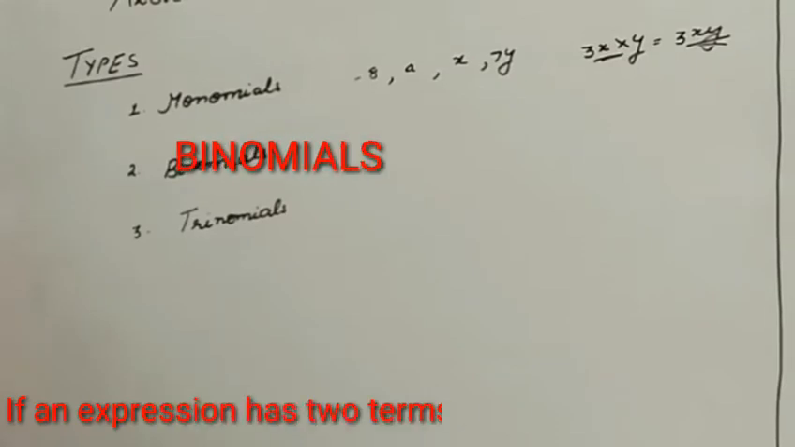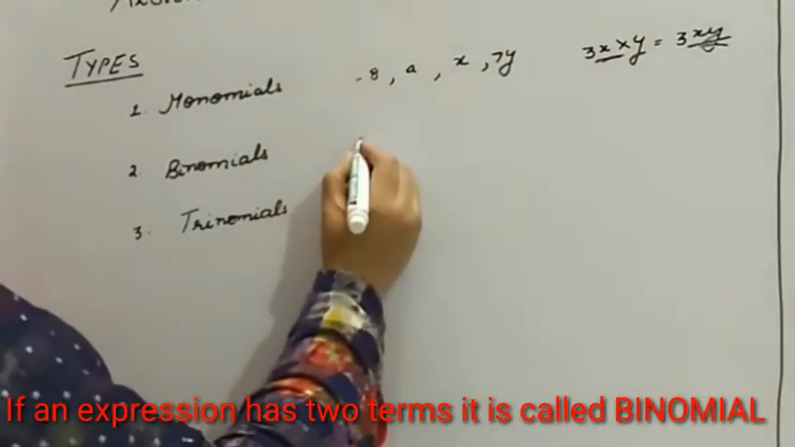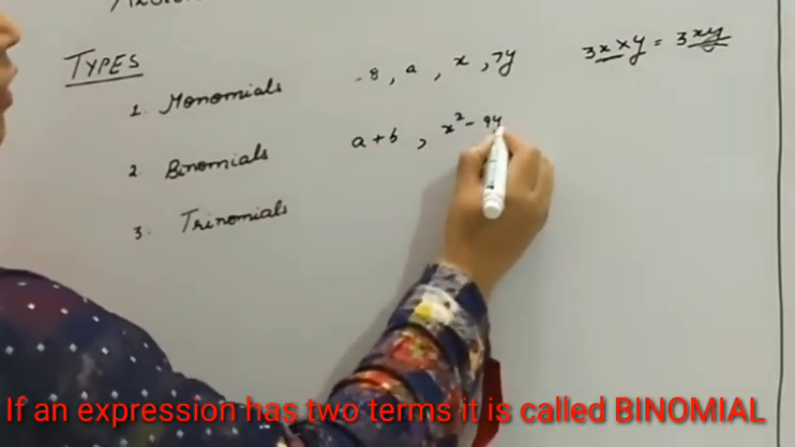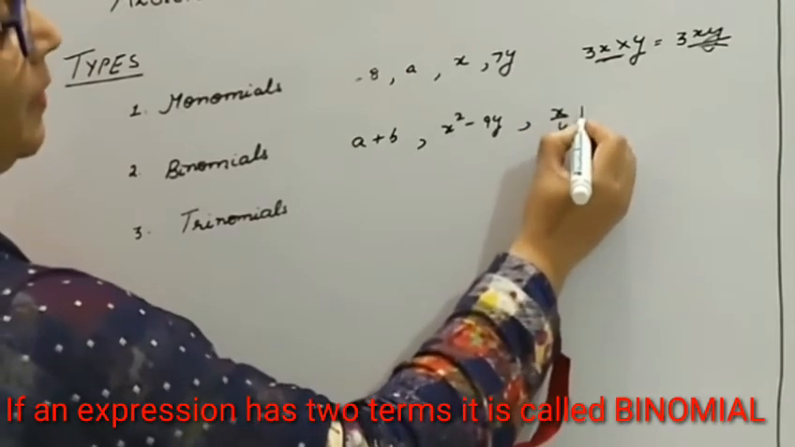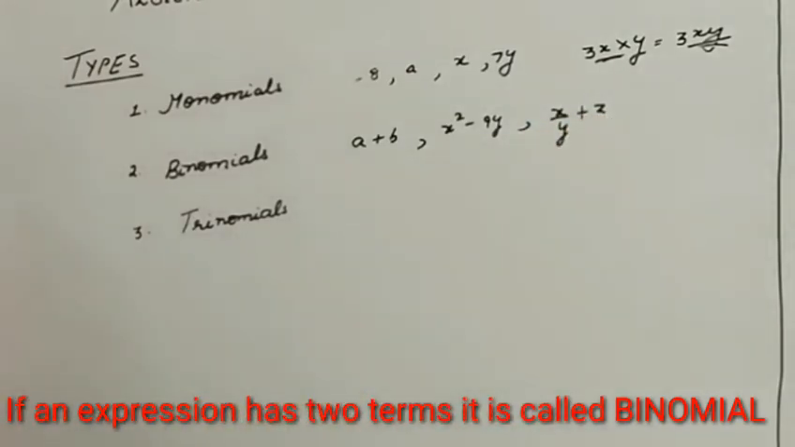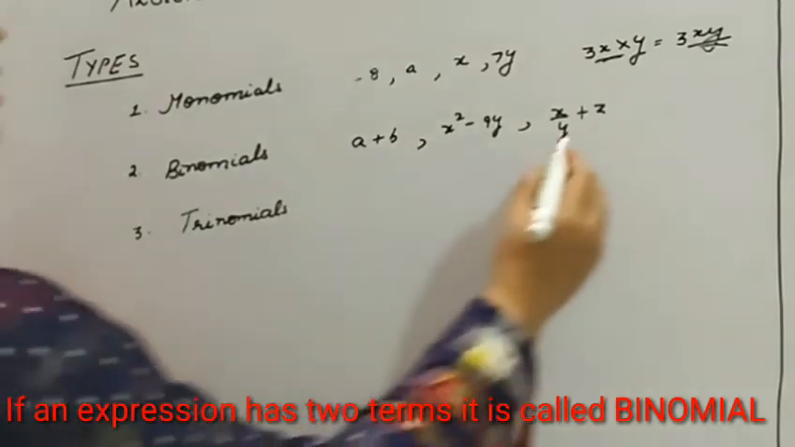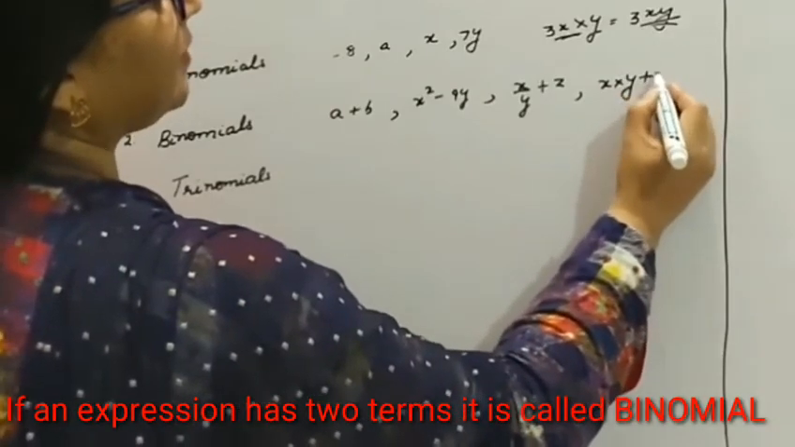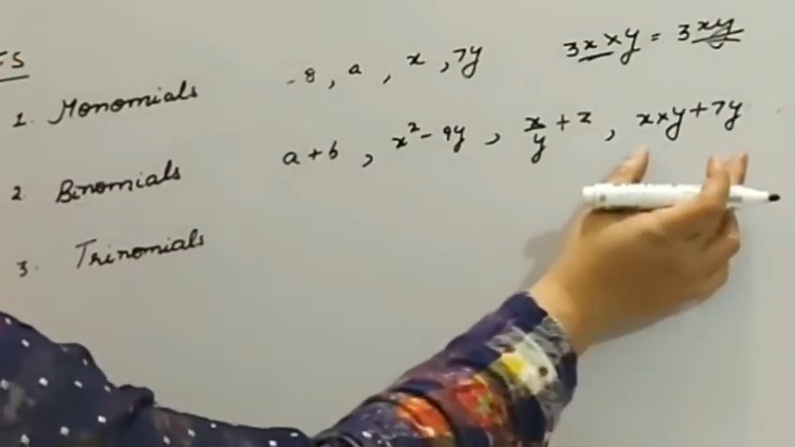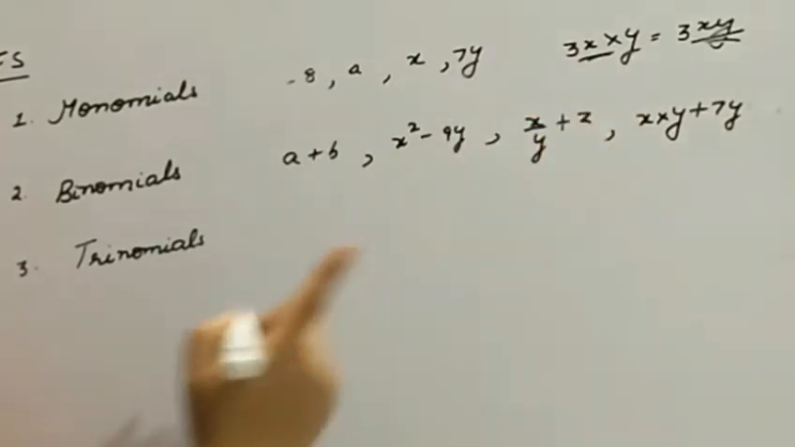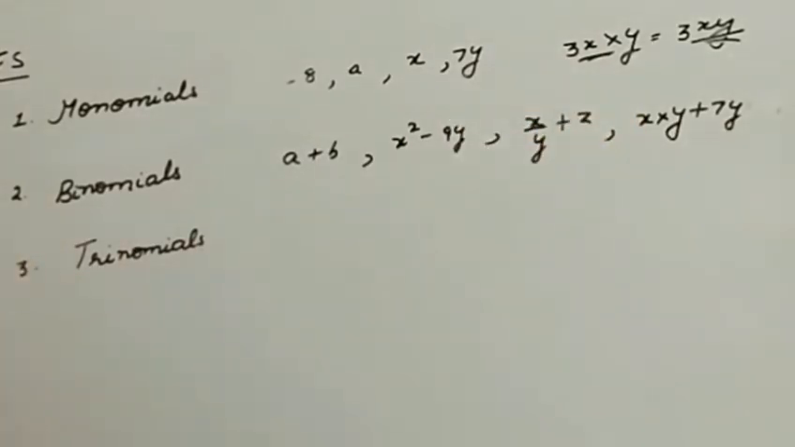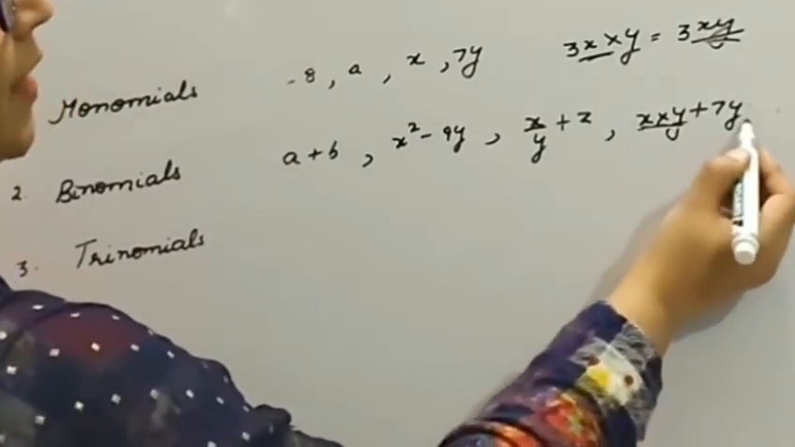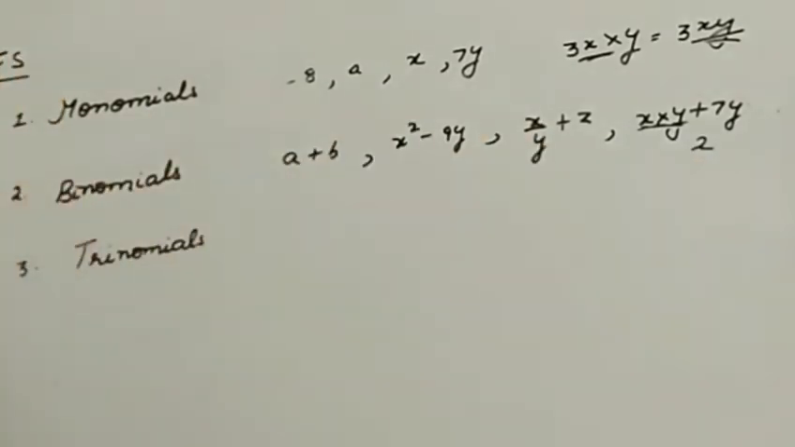Now move on to the next example, binomial. If an expression has two terms, it's called binomial. For example, a plus b or x square minus 9y, or you can say x by y plus 3. All these have two terms, so they are binomial. But don't get confused if I ask you, find out this number, x into y plus 7y. Expression, is it a binomial? How to identify? As the terms are connected with plus and minus sign, if it is multiplication or division, we count it as one term. So this is one term plus the next, so altogether two terms, so it is a binomial.